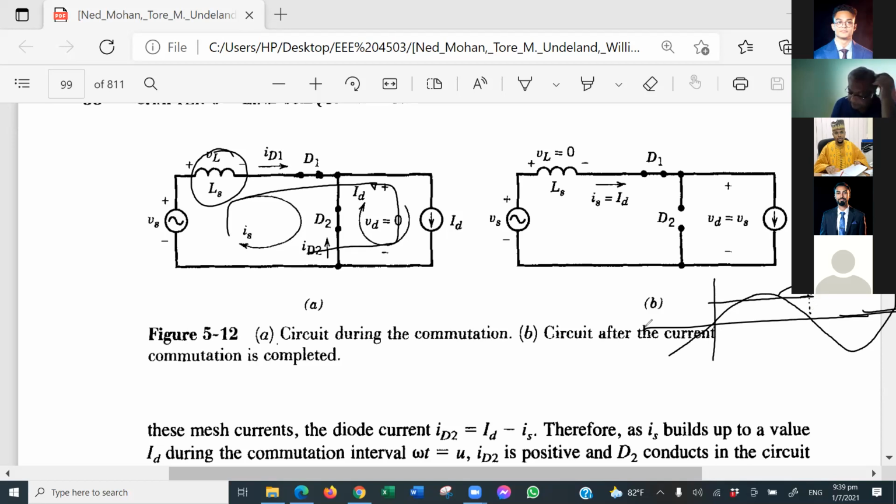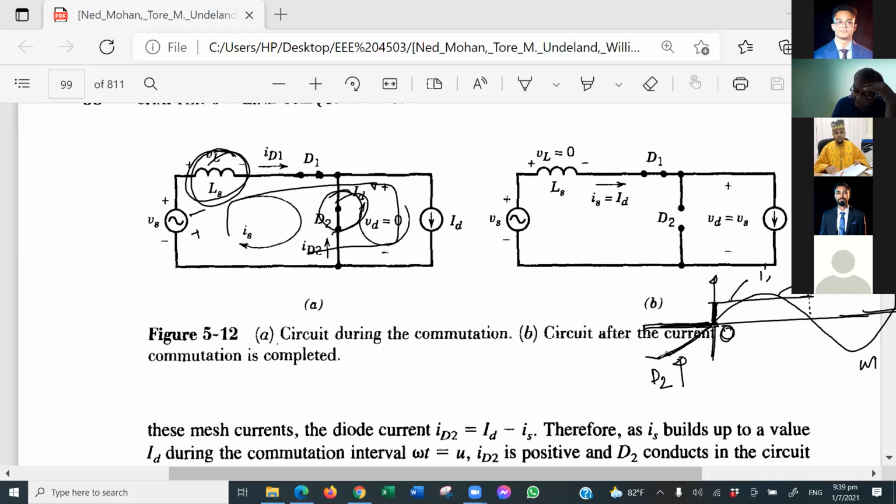Prior to omega t equal to 0, the current was supposed to be 0, right? Now when the voltage has gone negative, the freewheeling diode should start conducting, but the energy stored in this LS will not let the current IS build up immediately. I am talking about this IS. Rather, because this is the negative half cycle, D2 is conducting, right?